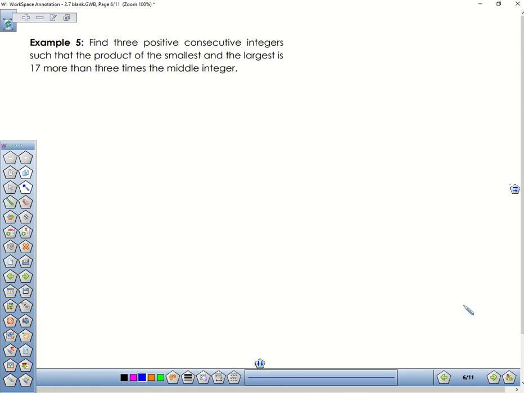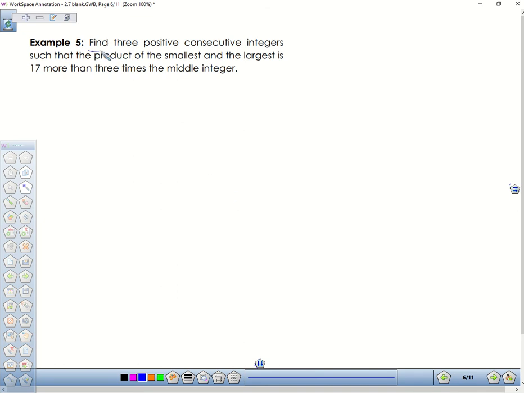Alright, so this question says, find 3 positive consecutive integers such that the product of the smallest and largest is 17 more than 3 times the middle. So this question sounds really confusing. When I first read it, it sounds really confusing. So I want to break it down into several steps, okay?